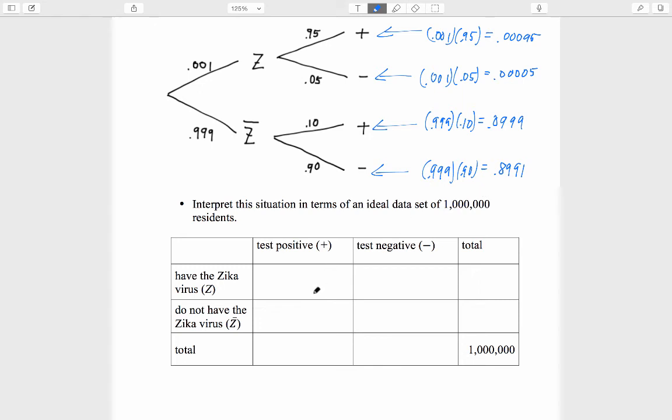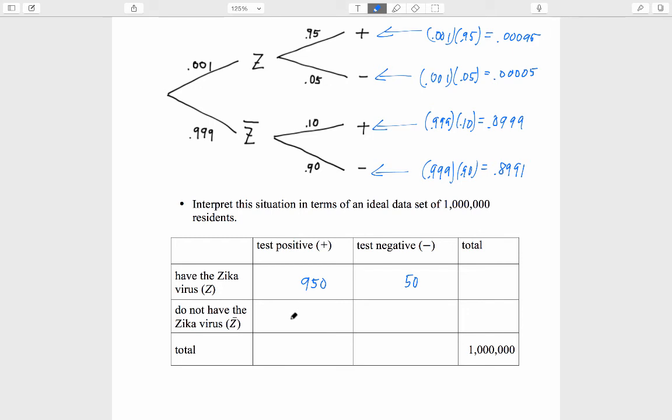Let's put this together to get our ideal data set. How many people out of 1 million will have the Zika virus and test positive for it? Well, 0.00095 times 1 million, which is 950 people. How about having the Zika virus and testing negative? That's 0.00005 times 1 million, which is 50 people. You don't need a calculator to turn these probabilities into whole numbers here by multiplying by 1 million. Multiplying by 1 million moves the decimal point 6 places to the right.